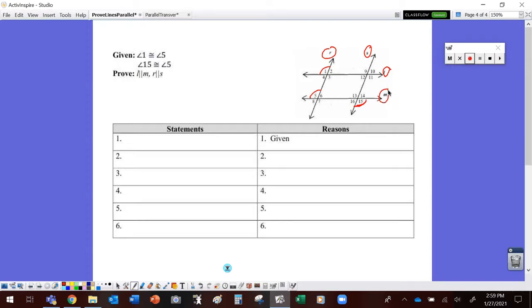Okay, well, what we can do right away, we know we're going to have to do, is start with our given information. Okay, so we can start by saying that angle 1 is congruent to angle 5, and angle 15 is congruent to angle 5.